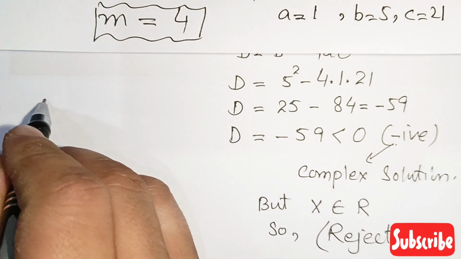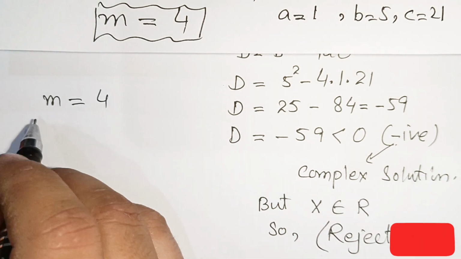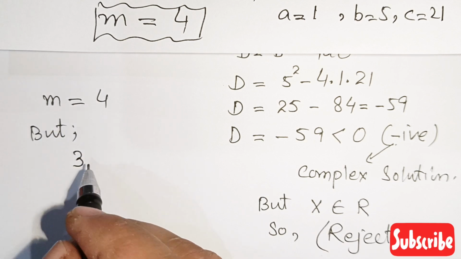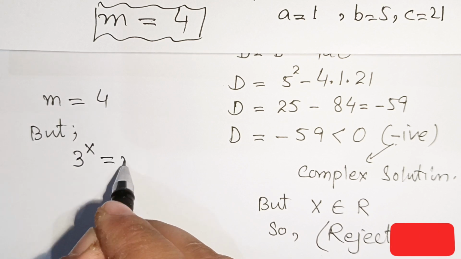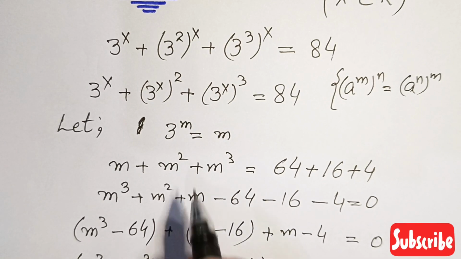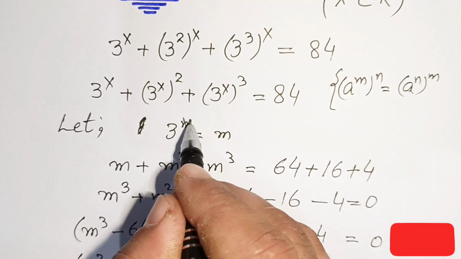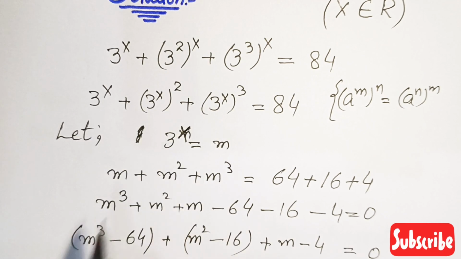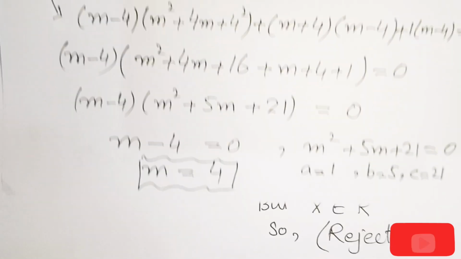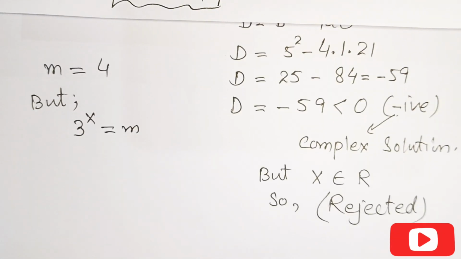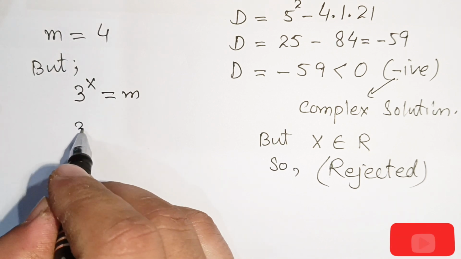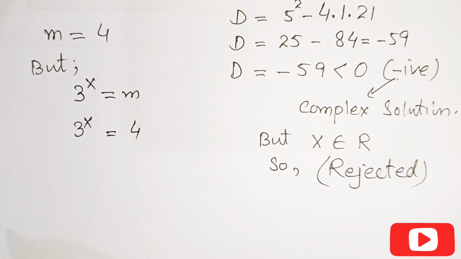Now m is equal to 4, but we have just supposed that 3 to the power x is equal to m. Here we have 3 to the power x is equal to m, so 3 to the power x is equal to m. Now here we have 3 to the power x is equal to the value of m, which is 4.